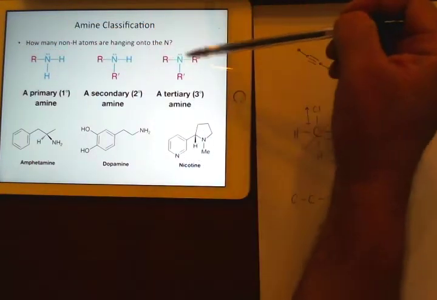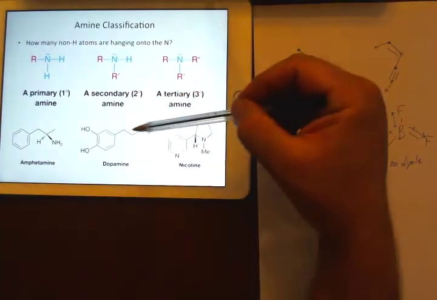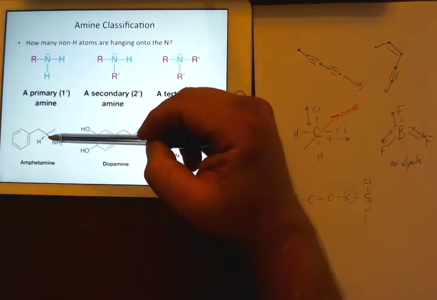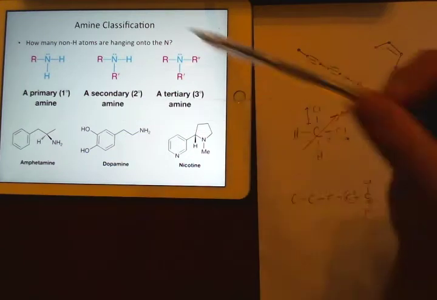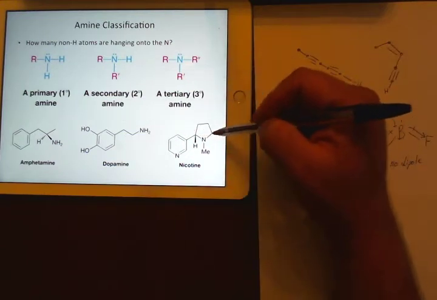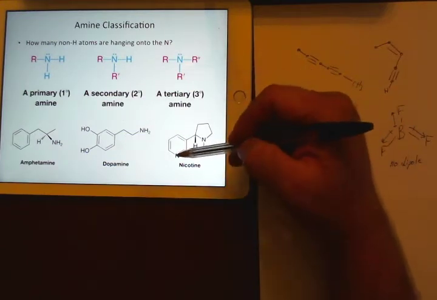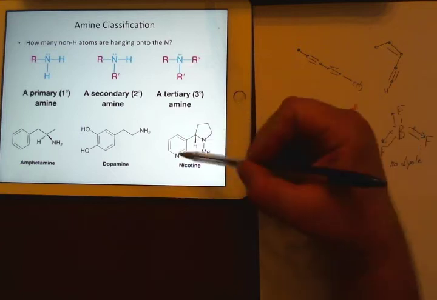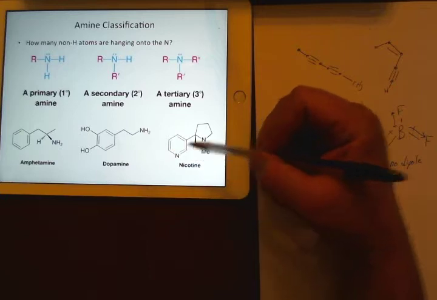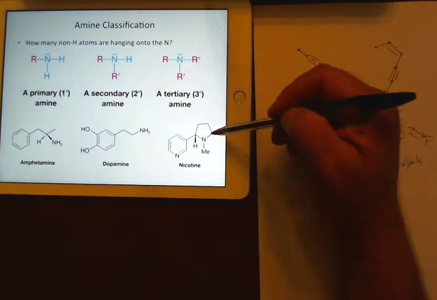So you can have 1, 2, or 3. Here these are both primary, right? Because they only have 1 carbon hanging off. This is a tertiary, so it's 1, 2, 3. And this one, you could technically call a secondary, because there's only 1, 2 carbons on there, but this is a tertiary, so 1, 2, 3.